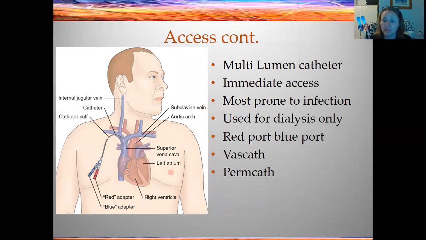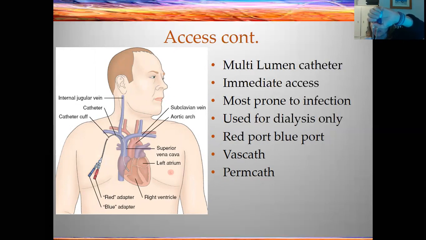It'll have a red port and a blue port, so an arterial and a venous port. The terminology you may hear is vas cath or perm cath. So a vas cath is used more temporarily. So if your patient has these, a lot of times the dialysis nurse will then wrap tape around the top of these, because they are not to be used as IV catheters. They are only to be used for dialysis.